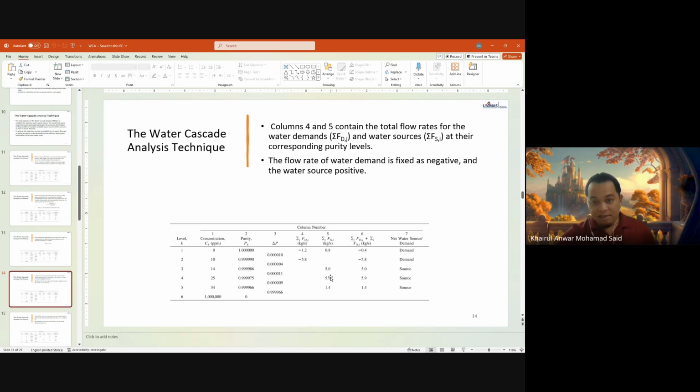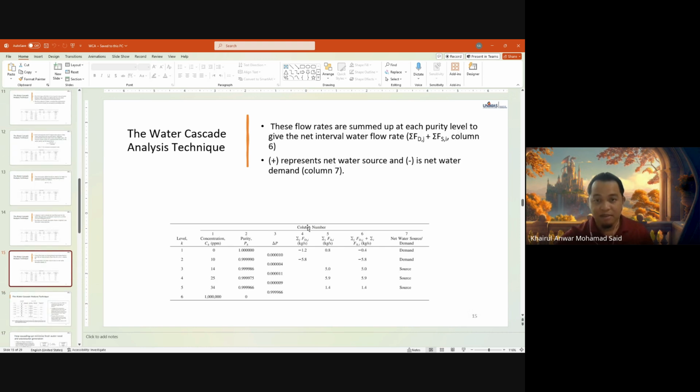And next is 5, 6, all for the source: 15, 25 and 54 ppm. So the demand is negative, while the source is positive. So next for column number 6, the water cascade has not started yet. We just extract the data to be used for the cascading later on.